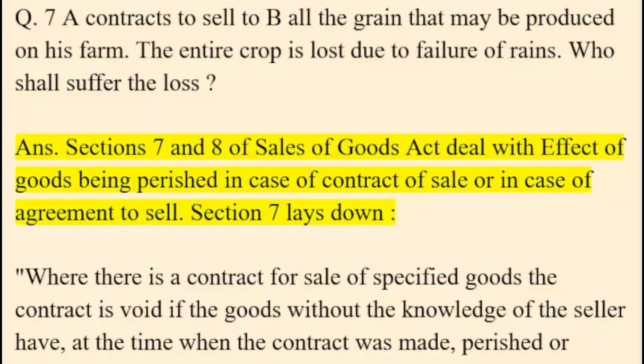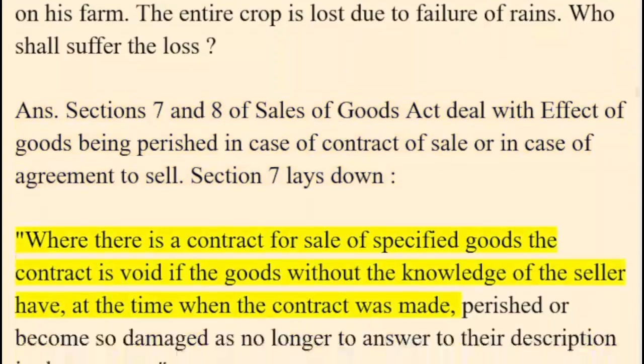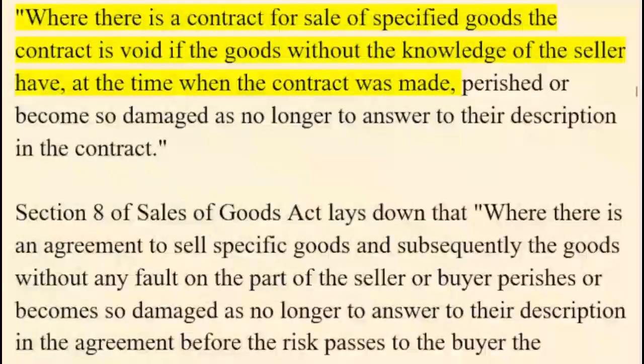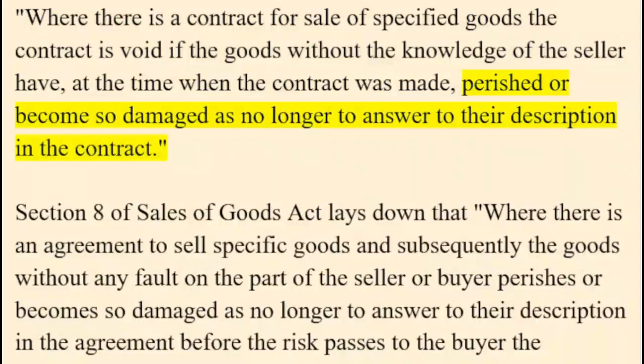Ans. Sections 7 and 8 of the Sale of Goods Act deal with the effect of goods perishing in case of a contract of sale or in case of an agreement to sell. Section 7 lays down that where there is a contract for sale of specific goods, the contract is void if the goods, without the knowledge of the seller, have, at the time when the contract was made, perished or become so damaged as no longer to answer to their description in the contract.